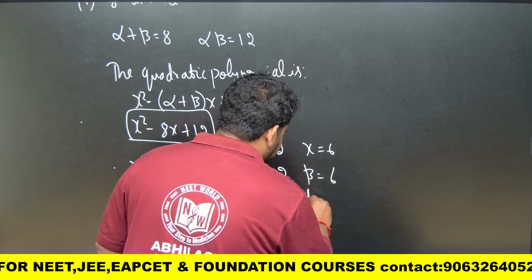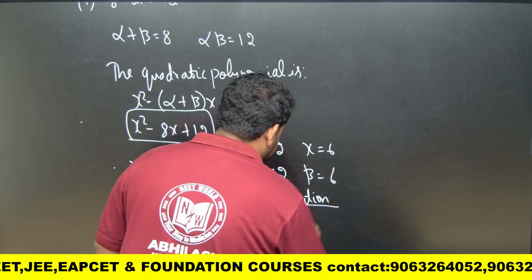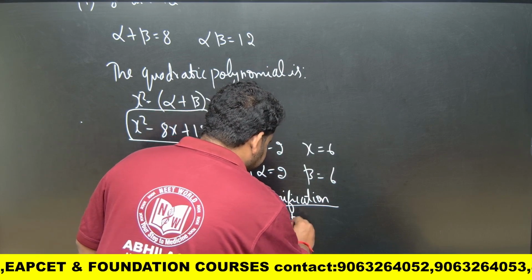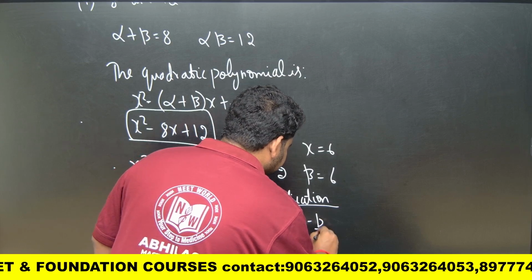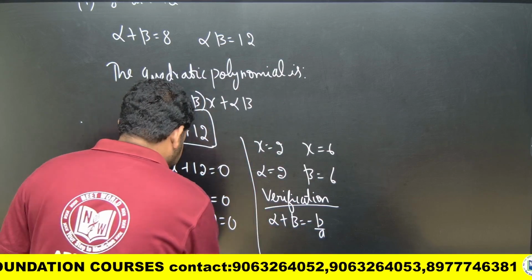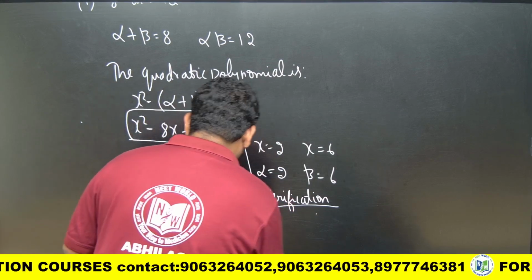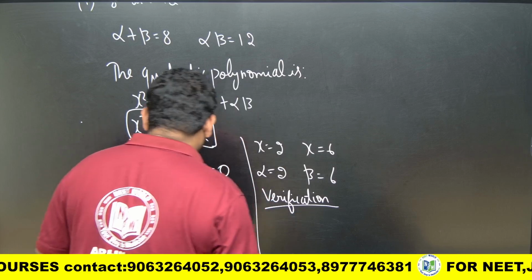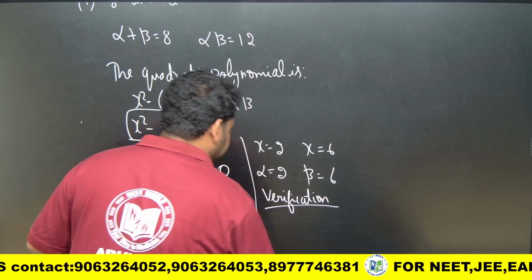And if the verification comes out to be true, then we are done. So, this is alpha plus beta. Sum of the zeros is minus b by a. But before verification, let us write the standard form and write the equation that we found out, the quadratic polynomial which we got.